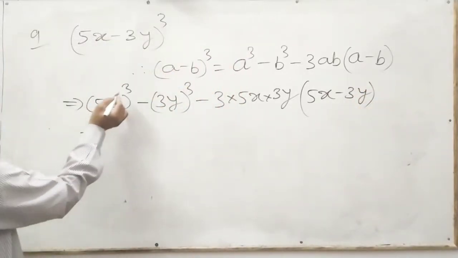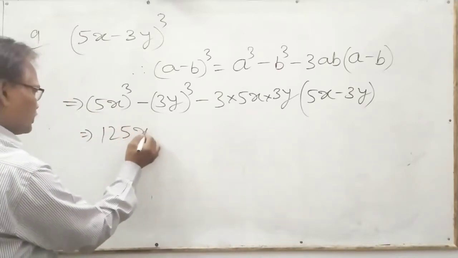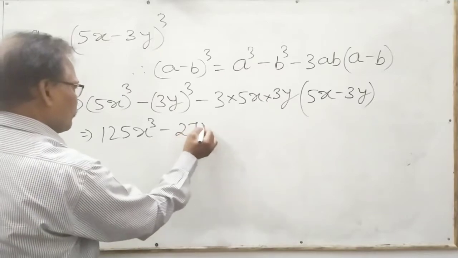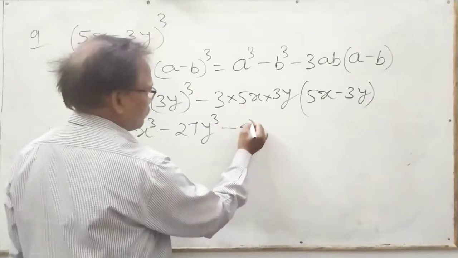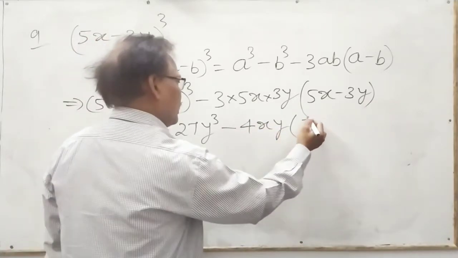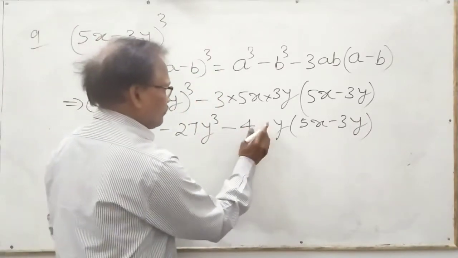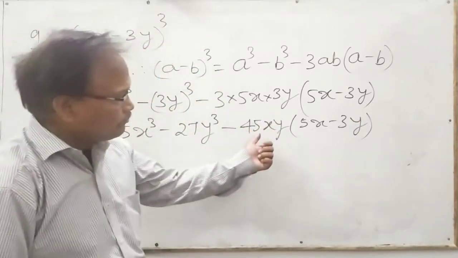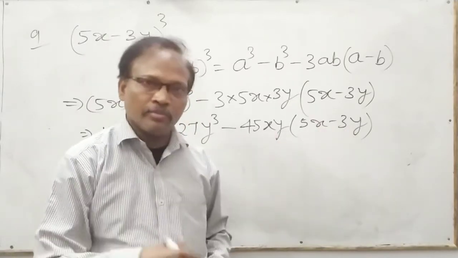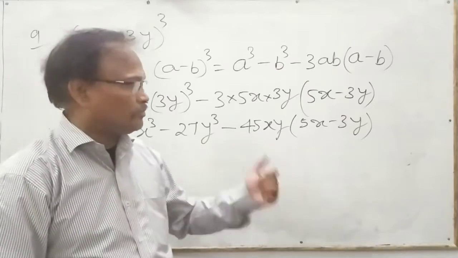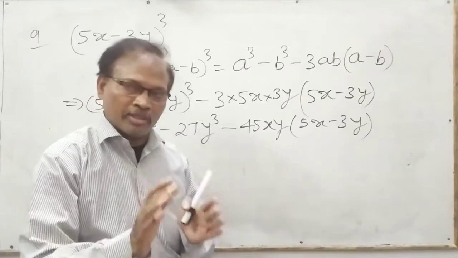That is 3 times multiply 5x into 5x into 5x. So 125x cube minus 27y cube minus 45xy into 5x minus 3y. You can leave the 45. You can leave the answer here. Otherwise, you can multiply this part into this one. ये भी कर सकते हैं. तो you can multiply or you can leave the answer here. So this is the formula of expansion of a minus b whole cube.